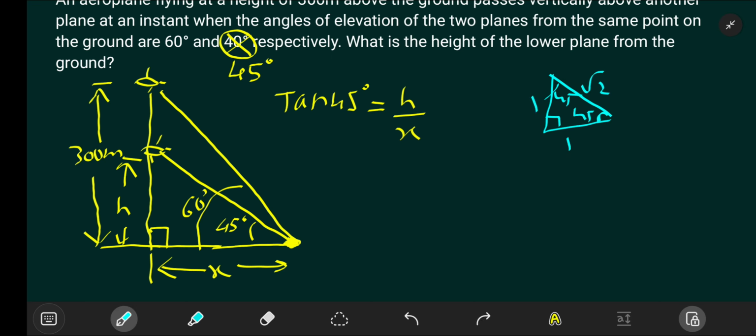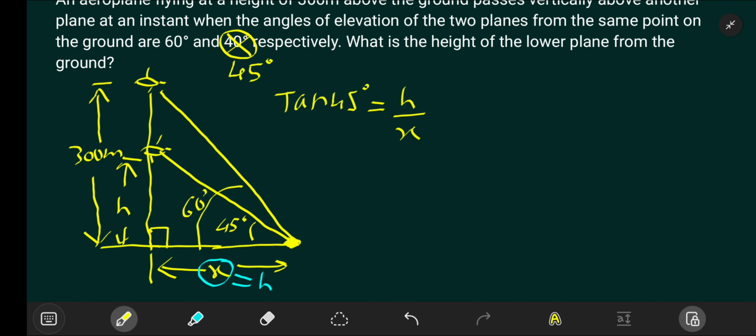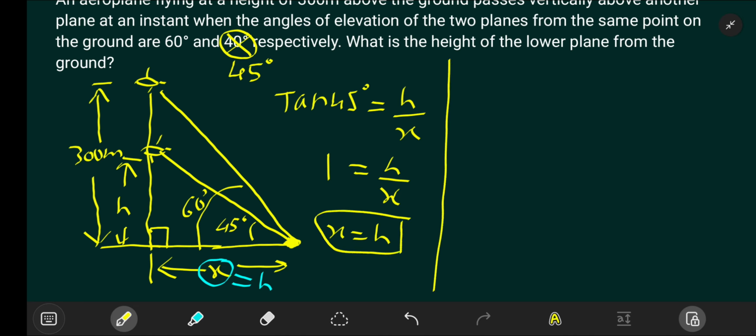So if you know this ratio directly, you know x is equal to h. Otherwise, if you don't know, just apply tan 45 degrees. Tan 45 degrees is 1, which equals h by x. Then sending x to the left hand side, x is equal to h. So from this also you will get the same answer.